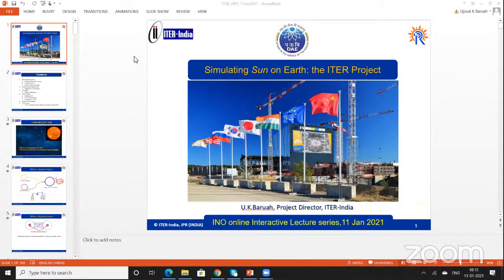Under his stewardship, ITER-India is actively engaged with Indian industries for development of very complex engineering systems, which I'm sure you will see and enjoy for how big they are, meeting the standards required for the ITER project. With those few words about today's speaker and this exciting lecture, I'll now pass the platform to Ujjwal for his lecture.